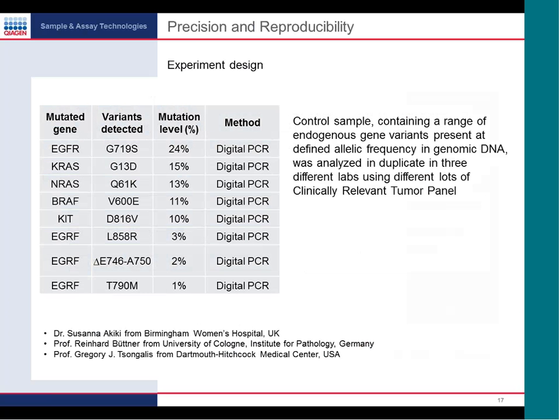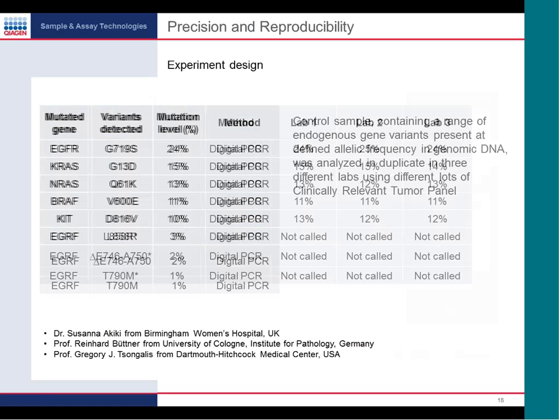Next, to look into precision and reproducibility, we took a control sample which contains a wide range of endogenous genes, ranging from EGFR to NRAS, BRAF, and KRAS, and all of them have mutations at different allelic frequencies, ranging from 24% to 1%. We tested this control sample in 3 different labs, in triplicates, using 3 different lots of our clinically relevant tumor panels. And the data is shown here.